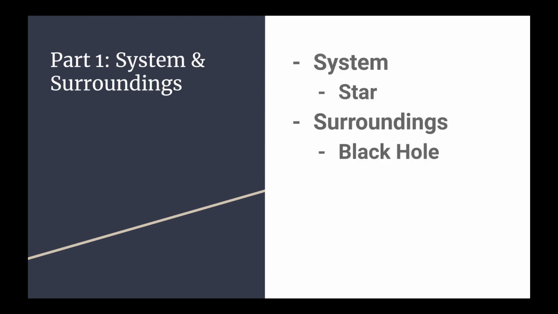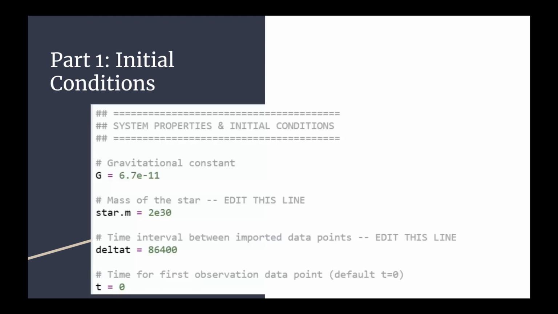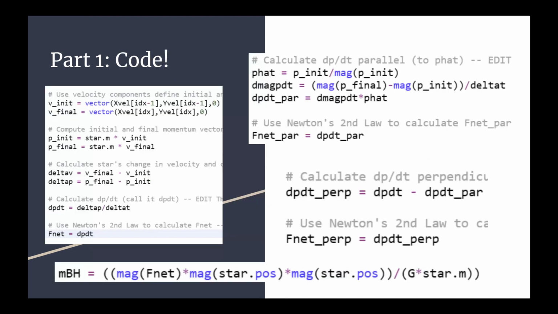Okay, so in part one, we will assign our system to be the star and our surroundings to be the black hole. Our gravitational constant G is always the same. The mass of our star is 2 times 10 to the 30th, and our delta t is the time of 1 day converted into seconds. We're also starting at t equals 0. All right, so let's look at our code.